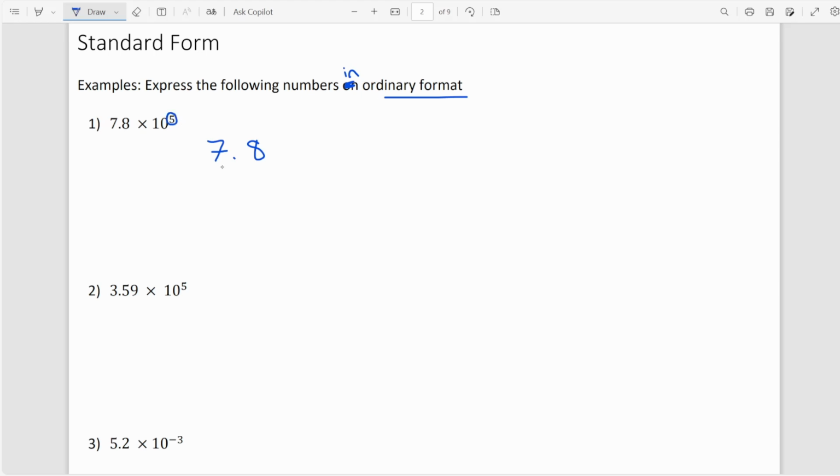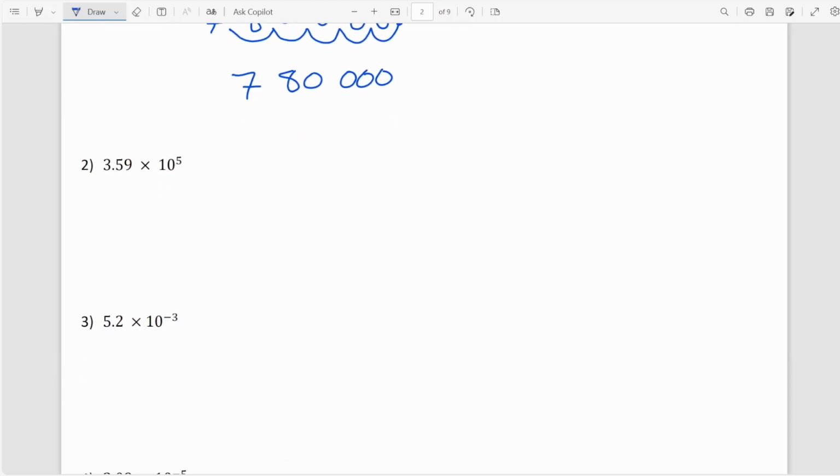It depends on the power, okay? So I'll move to the right by 1, 2, 3, 4, 5, okay? And I will place my decimal point right here. And now you can write a 0 in each of those loops. So 0, 0, and 0. And this is the final answer. So 780,000, okay? Okay, second one.